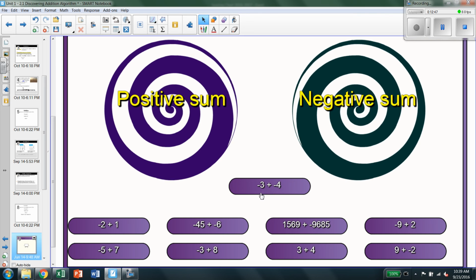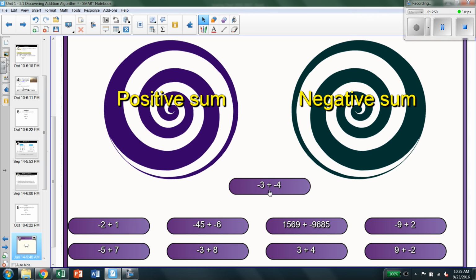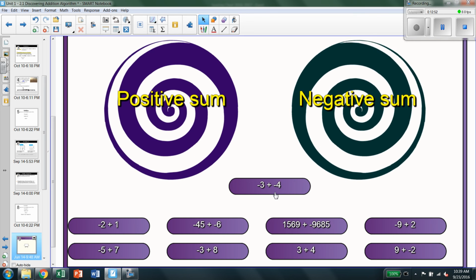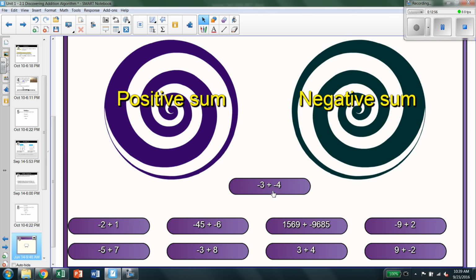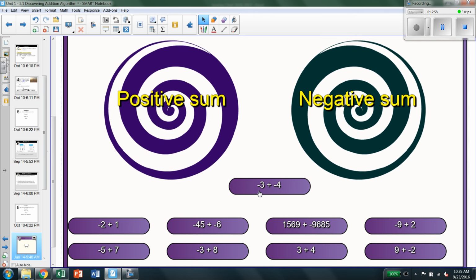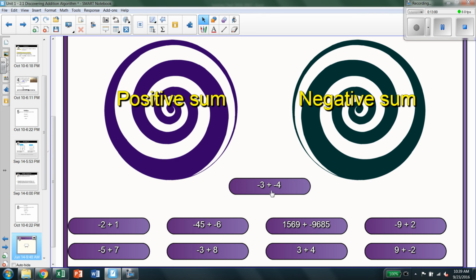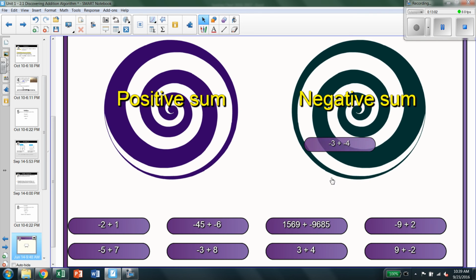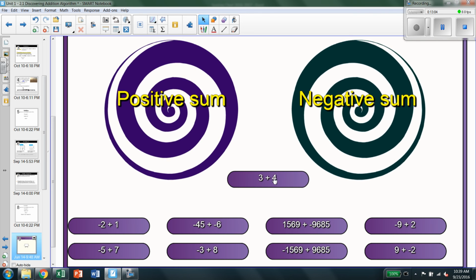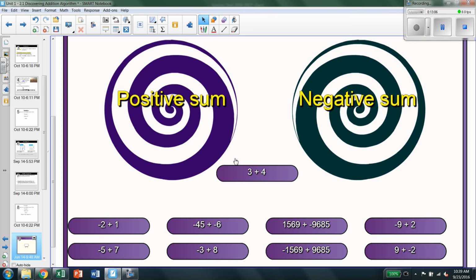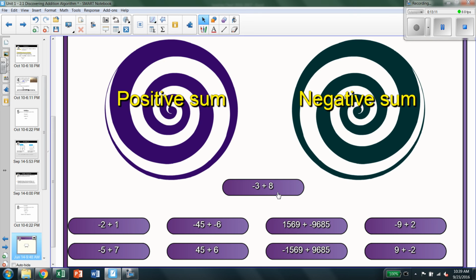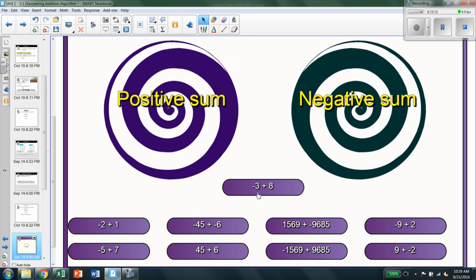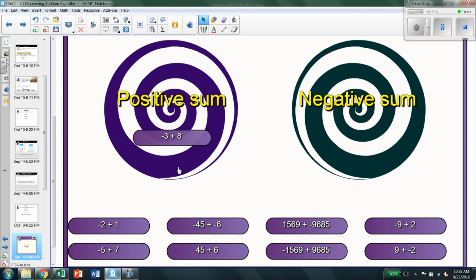How about this one? I'm adding 2 numbers that are both negative. It's like I owe someone $3, I owe them $4. Altogether I owe 7, negative. 3 plus 4. You've been doing that forever. I'm not going to insult you. Right? How about this one? More positives than negatives. Your sum needs to be a positive value.